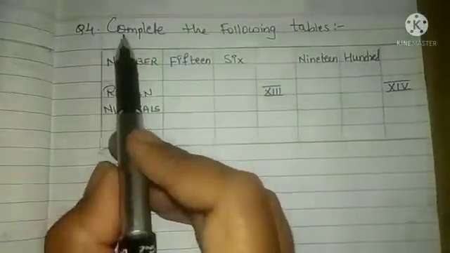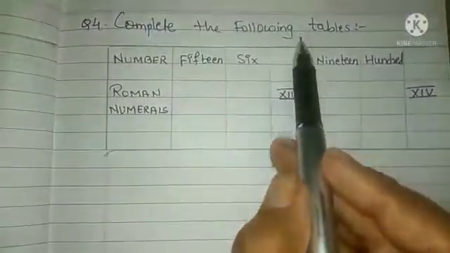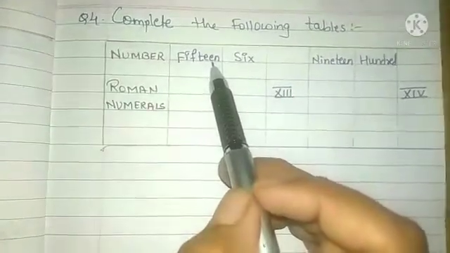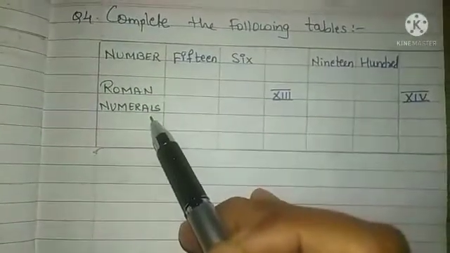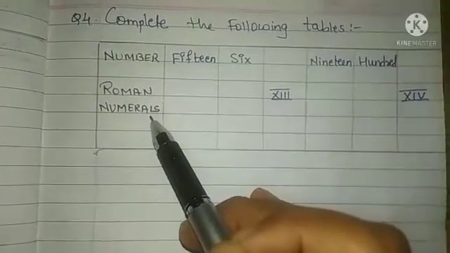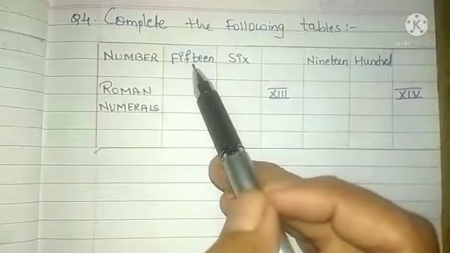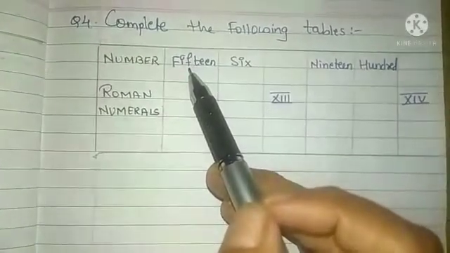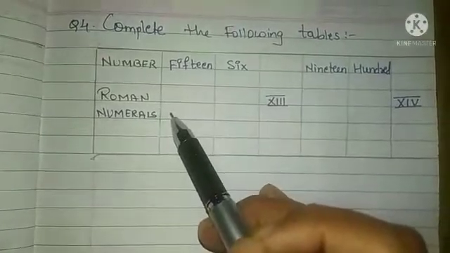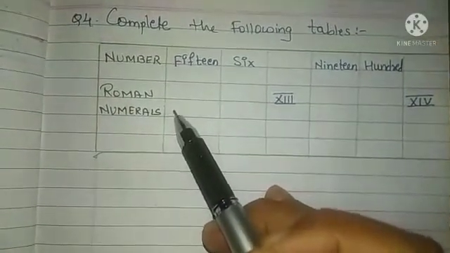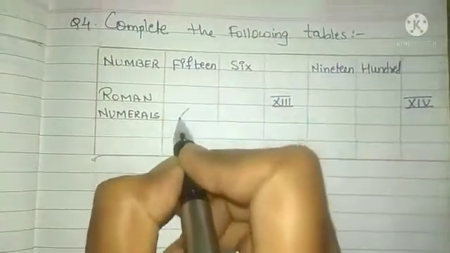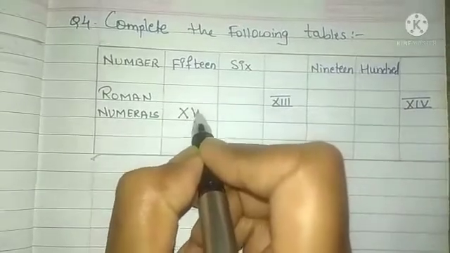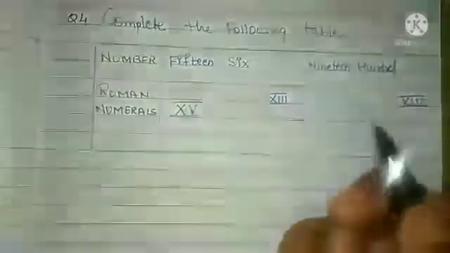Now see the fourth question. Complete the following tables. Now you have to complete this table. Now see here the number is given in words. Clear? And the Roman numerals are given. Understood? So see what you have to do. Now here first one is given, 15, in words. Clear? The number is given, that is 15 in words. And you have to write down the Roman numerals for that 15. So how are you going to write down? That is X, clear, X represents what? 10 and what? V. So it will become 15.